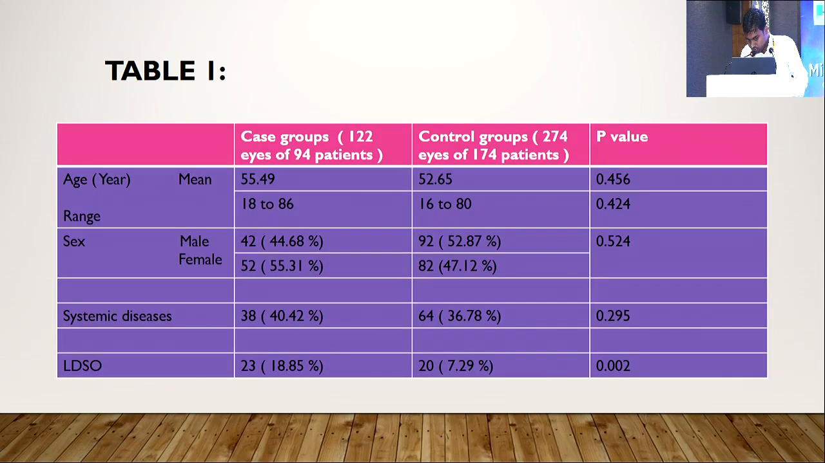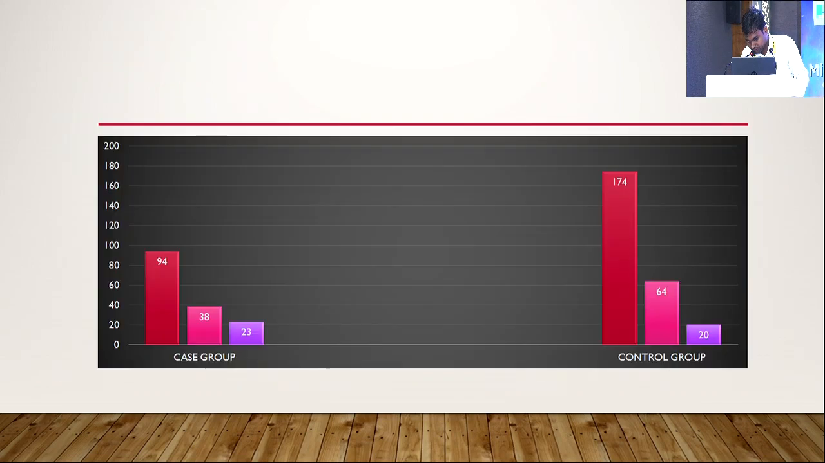Out of 122 eyes of 94 patients, in which 42 were male and 52 were female, 18.85% were associated with lacrimal drainage system obstruction. In 274 eyes of 174 patients in the control group, 52.87% were male and 47.12% were female, and 7.29% had associated lacrimal drainage system obstruction. This is shown by the line chart.